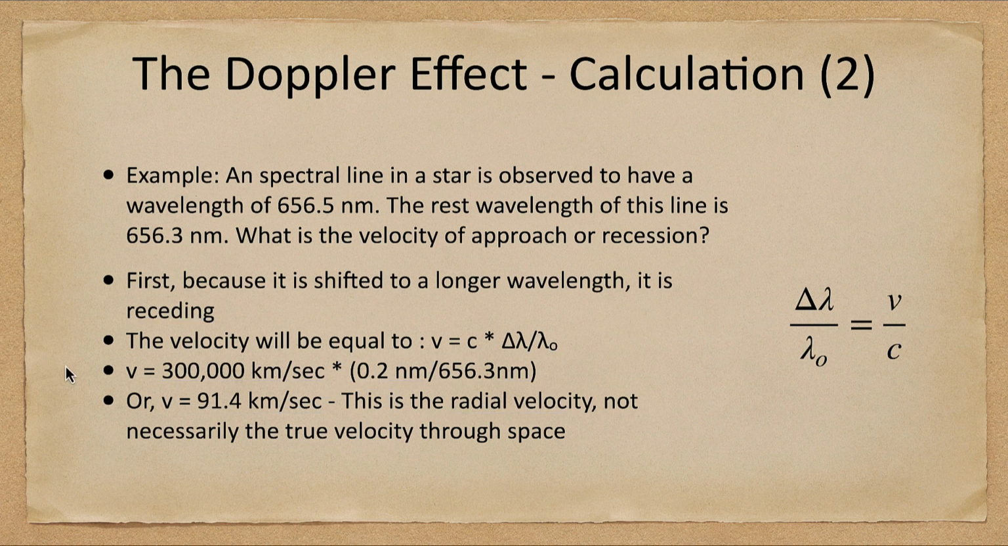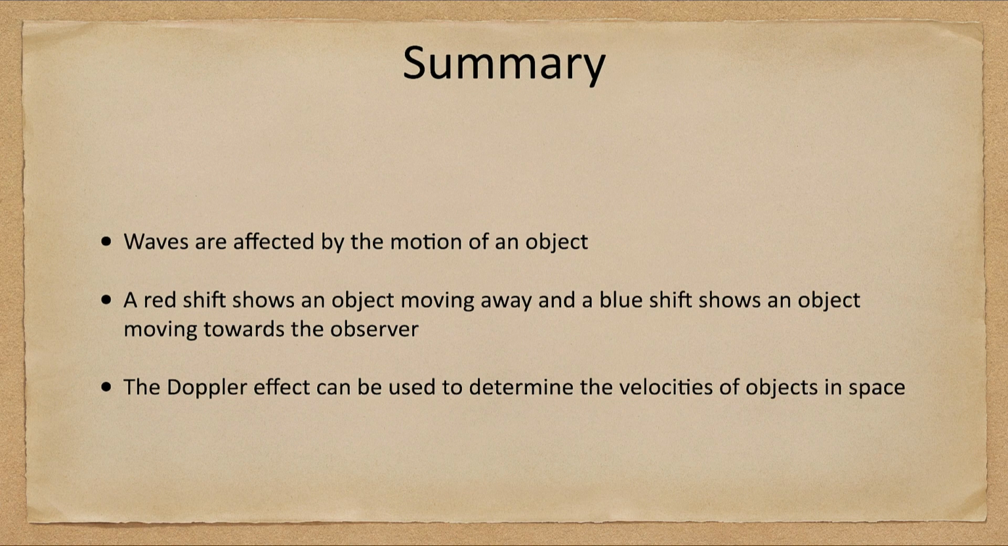So let's go ahead and finish up today with our summary. What we saw is that waves are affected by the motion of the object. We looked at this for sound waves and we did some calculations, but light waves behave exactly the same. We saw that a red shift shows an object moving away, and a blue shift shows an object moving toward the observer. And do remember, even though I state it that way, it could very easily be the observer moving toward the object or away from the object. We can use the Doppler effect to determine the velocities of objects in space, at least the component of their velocity either toward or away from the observer.